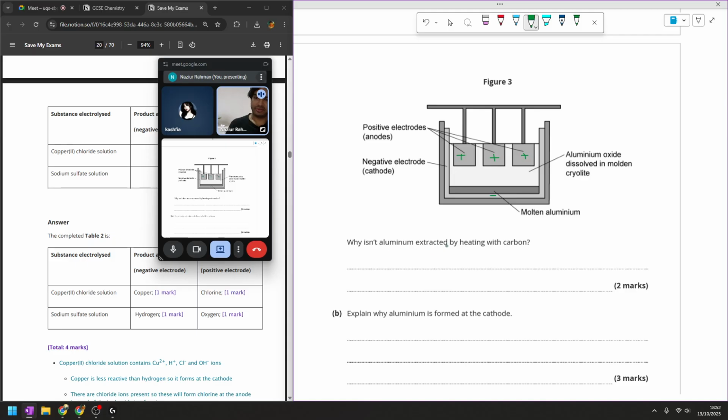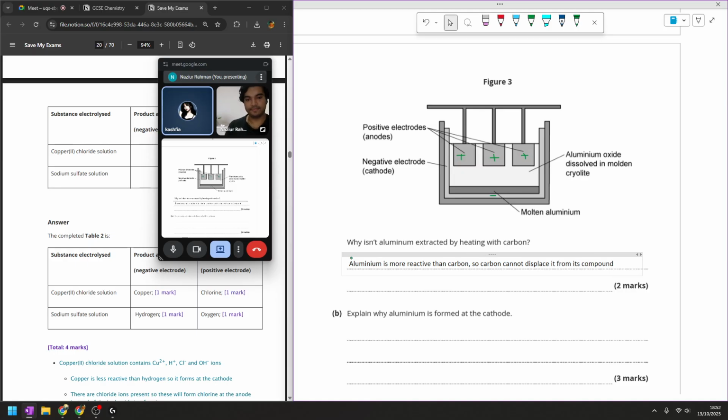So why isn't aluminium extracted by heating with carbon? So the reason is aluminium is more reactive than carbon, so carbon cannot displace it from its compound.